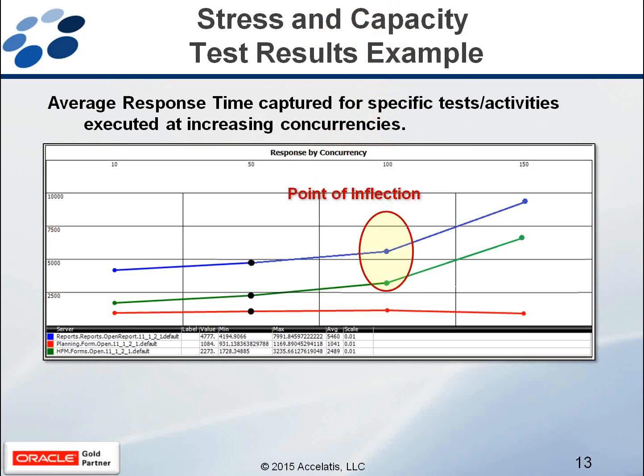This is where the system starts to degrade non-linearly. It's no longer graceful degradation, so it starts sloping up. And if we put more load on the system, these lines are going to go vertical and bad things are going to happen. But you interpret the data the same way. So we're running activities, looking at the average response time at certain levels of concurrency, and our goal is to move that point of inflection as far right as possible. So we run a test, we do some remediation, and then we run it again, and hopefully that point of inflection moves off to the right. Okay?